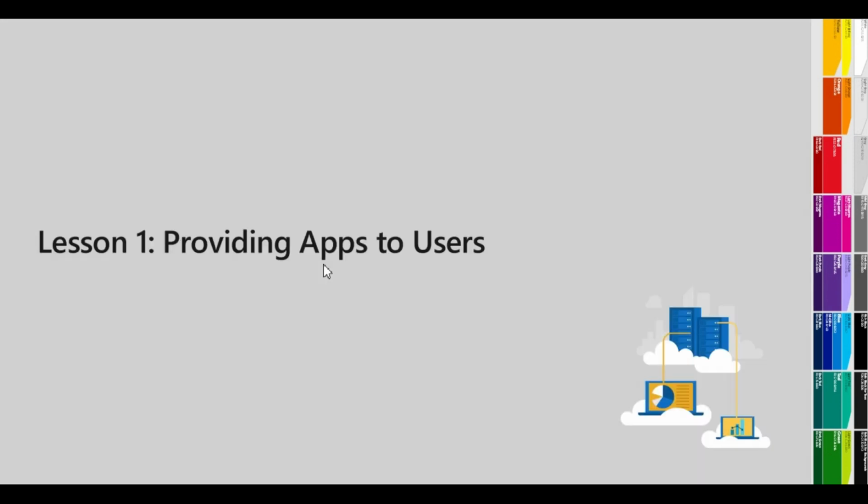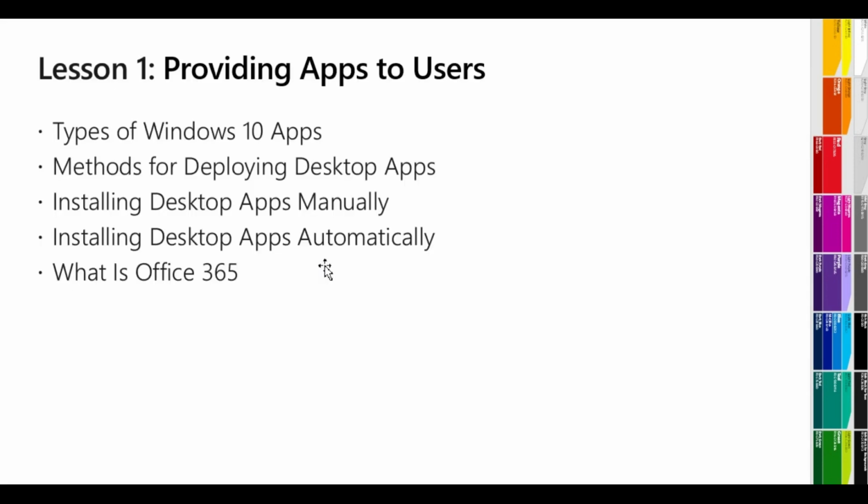Providing apps to users. In this section we have types of Windows 10 apps, methods for deploying desktop apps, installing desktop apps manually, installing desktop apps automatically, and Office 365. So these topics we're going to look at.